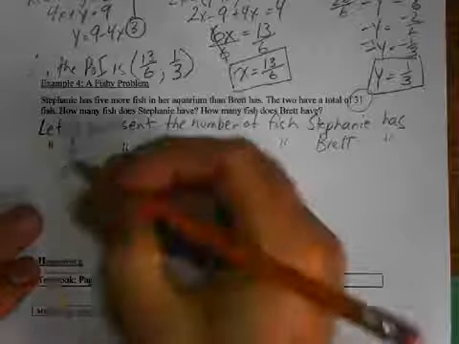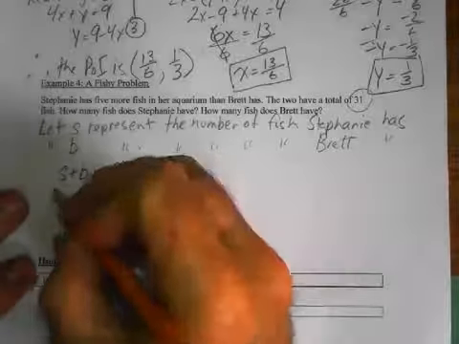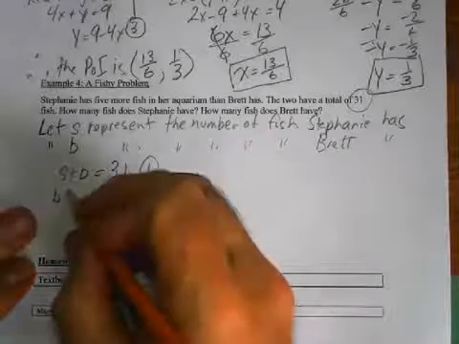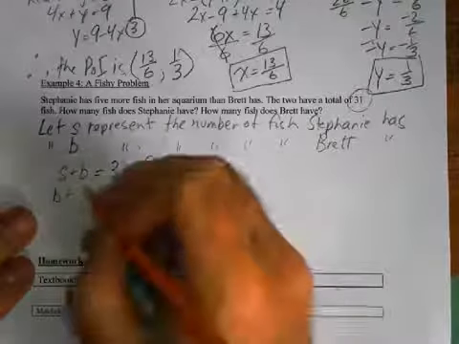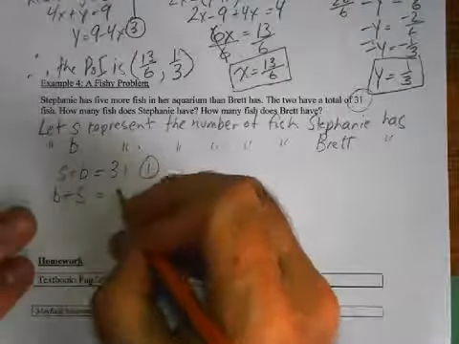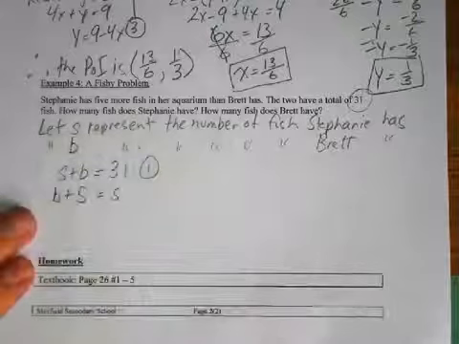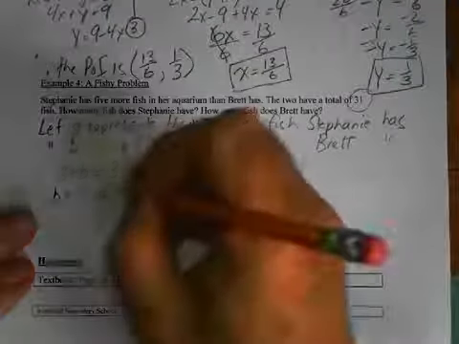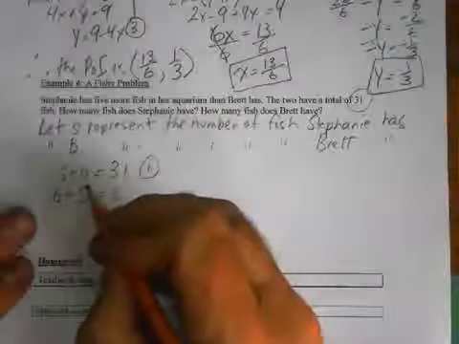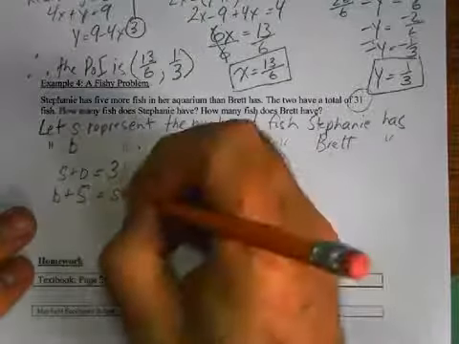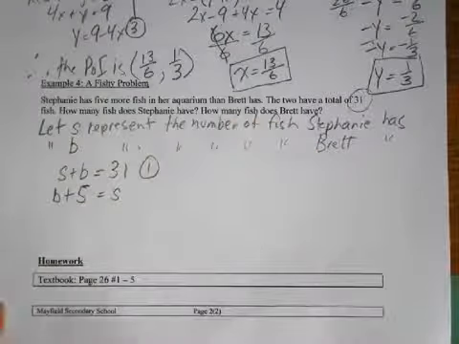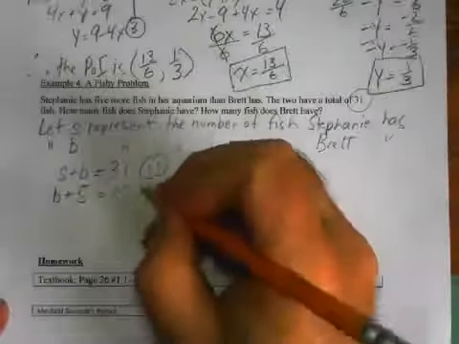So I could say, if we took the number of fish Brett has, and added 5, we would get the number of fish that Stephanie has. Okay, and you got to be careful with your 5s and your S's, especially for me. Make it obvious so you're not messing it up. Okay, there's the second equation, and that's all we need.